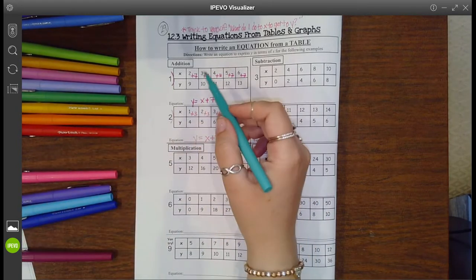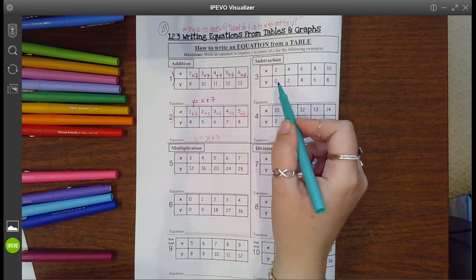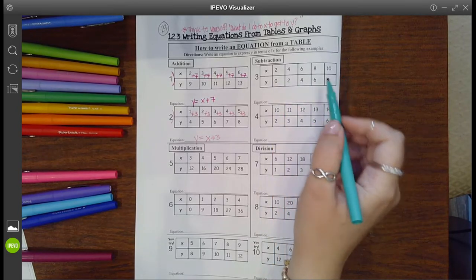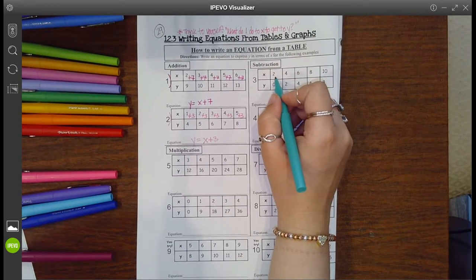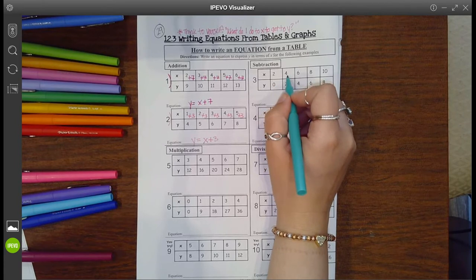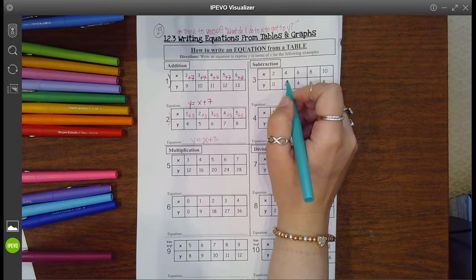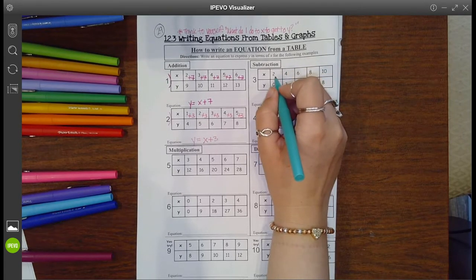Remember, if you're getting bigger, you're either adding or multiplying. And if from x to y is getting smaller, you're subtracting or dividing. And whatever pattern you see, it has to hold up for the whole table. Because you could go, oh, it's getting smaller. 2 times 0 is 0. Yes, that's true. But is 4 times 0 2? No, it's not.